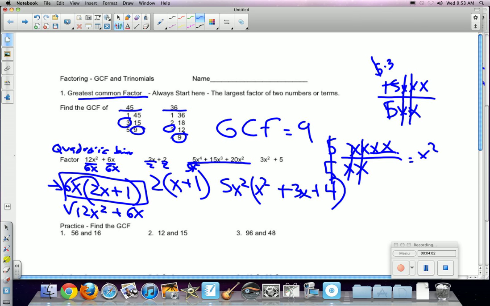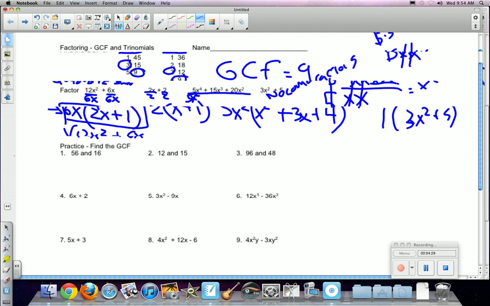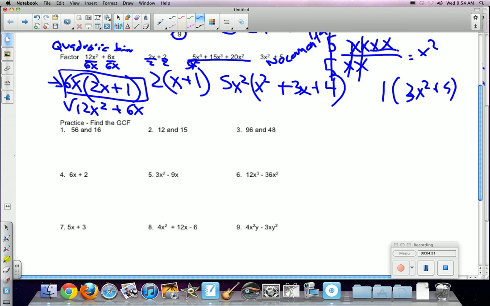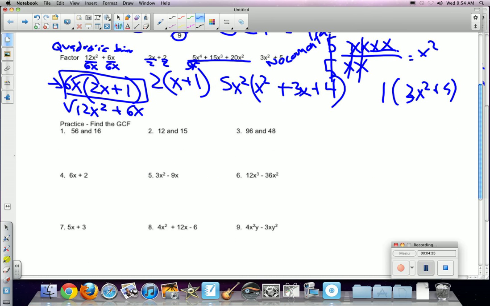And last, what's common in both of these? Nothing. Can't factor it. You can factor out a 1 and say 1 times 3x squared plus 5, but you could also just say no common factors. Okay? So why don't we do our little practice thing down here and practice all these.